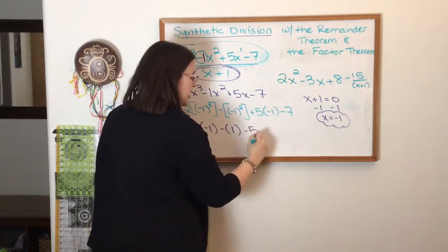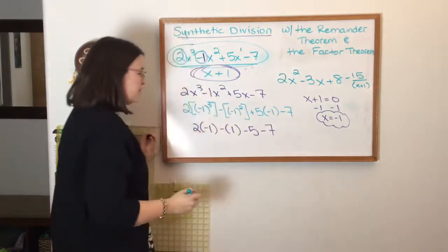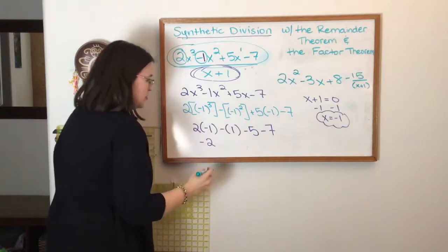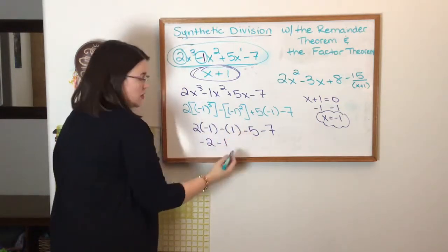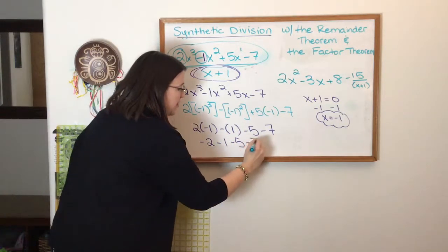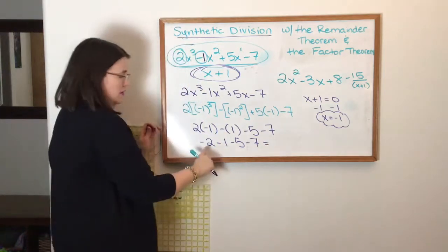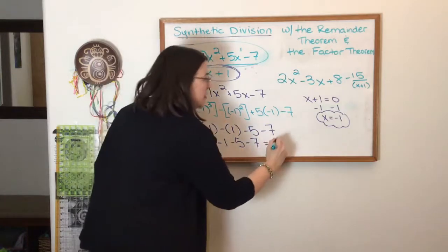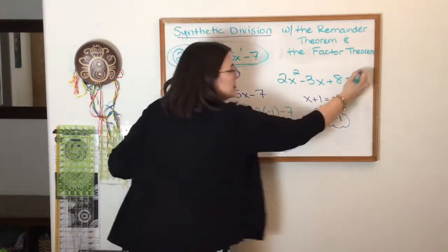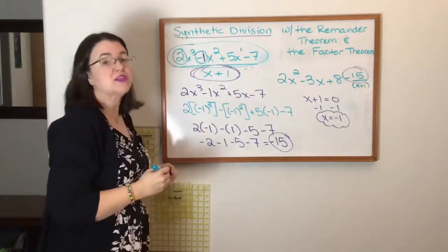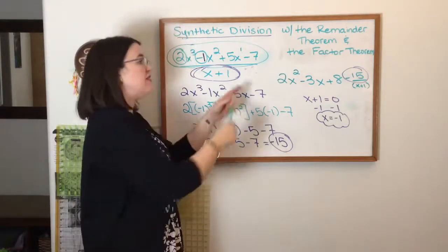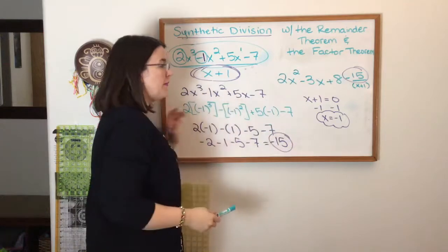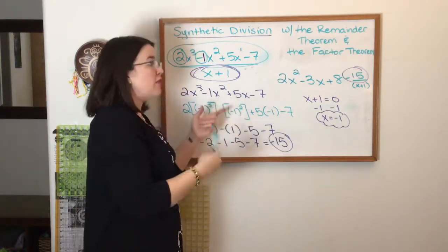5 times -1 is -5, and then I have -7. 2 times -1 is -2. Negative times 1 is -1, minus 5, minus 7. Well, -2 minus 1 is -3, minus 5 is -8, minus 7 is -15. Same thing. That's why they call it the remainder theorem, because instead of having to synthetically divide, you can do the remainder theorem and get that same remainder. That helps you test whether it's a factor.